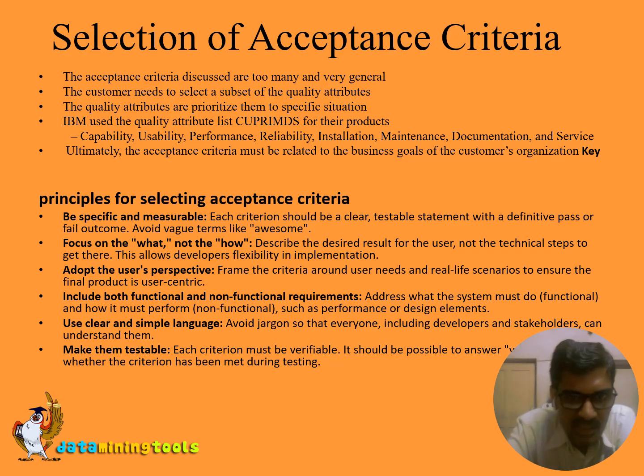There are principles for selecting acceptance criteria. First, be specific and measurable. Two, focus on what and not how. You should think not about the implementation, but you should think about the outcome. Three, adopt the user's perspective.